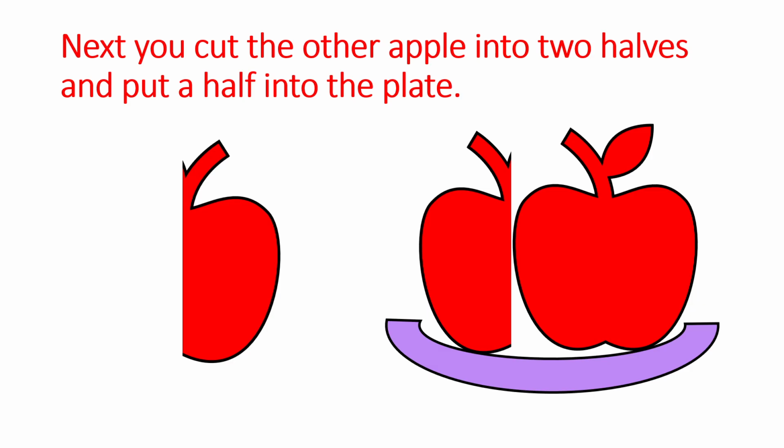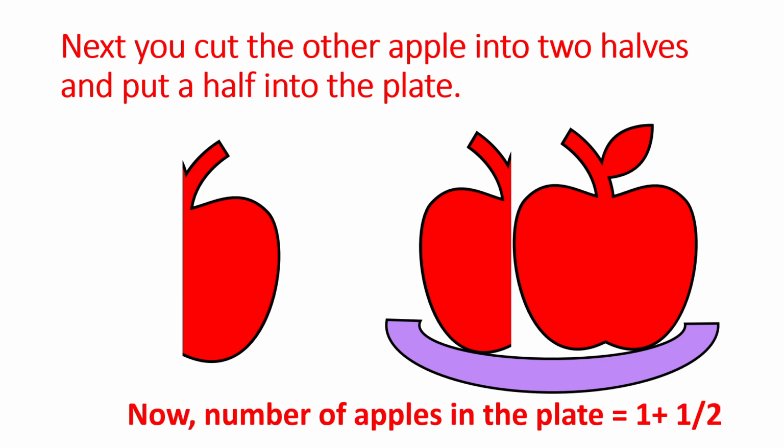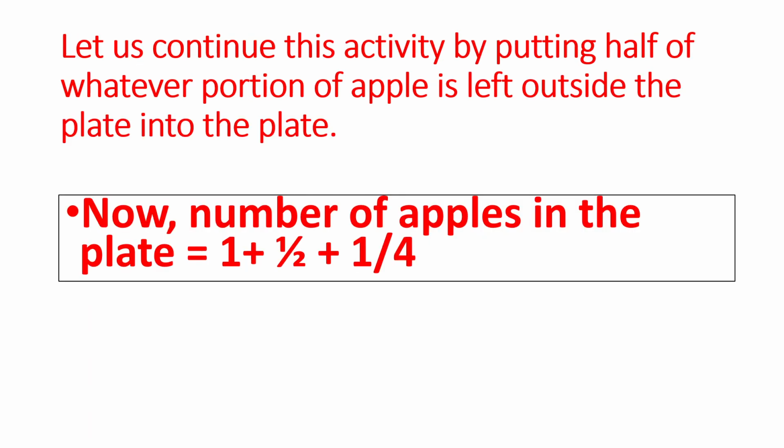Now you cut the other apple into two halves and put a half into the plate. Now the number of apples in the plate is one and a half. Let us continue this activity by putting half of whatever is left outside the plate into the plate. So now the number of apples in the plate is 1 plus half plus 1/4.